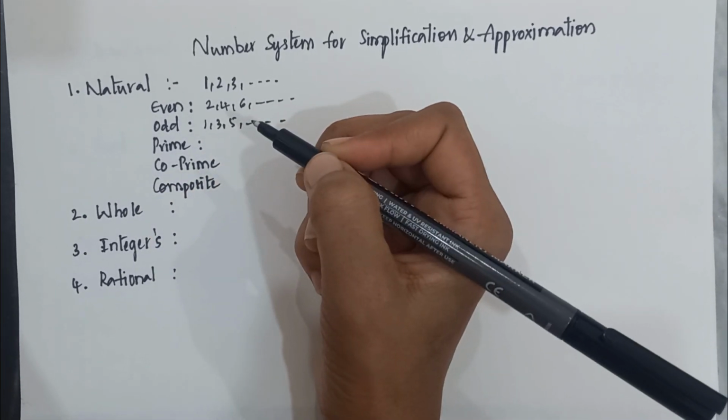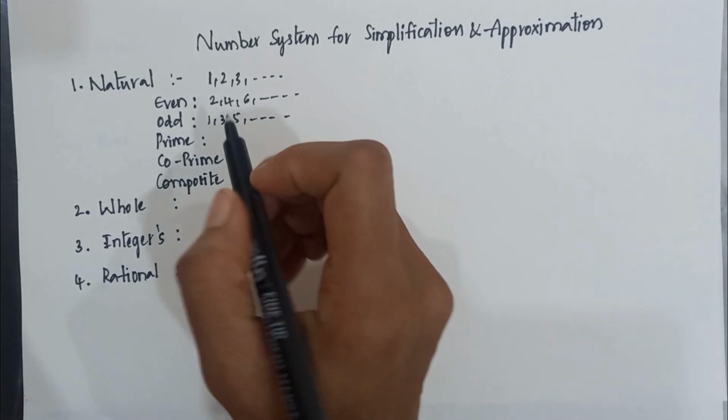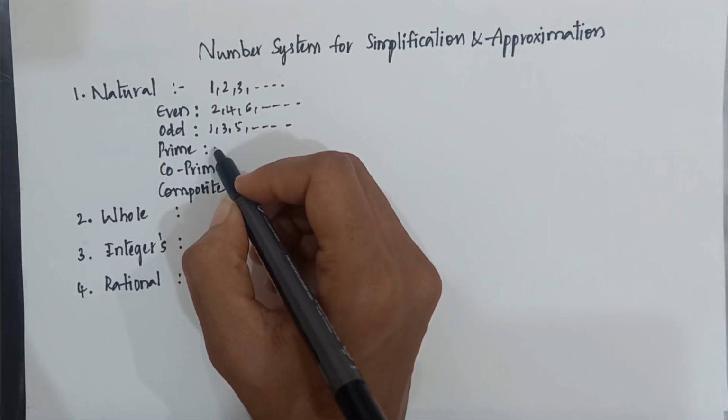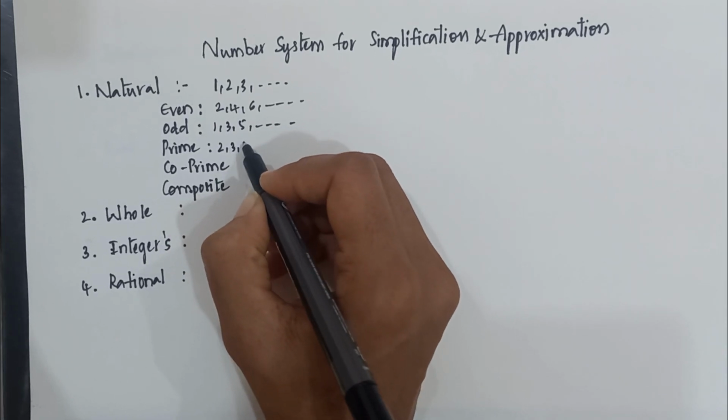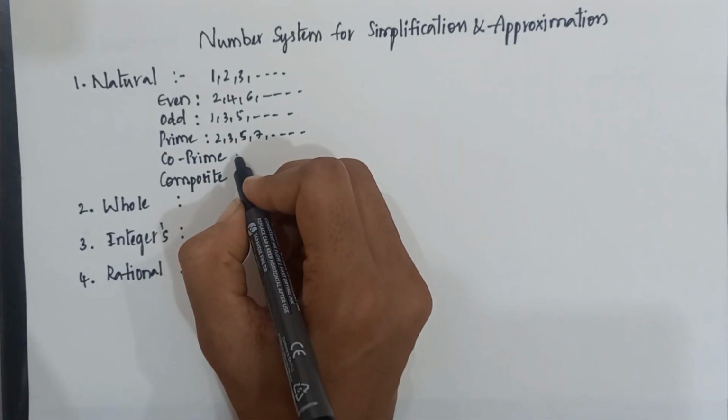What are the prime numbers? Prime numbers are the numbers which are divisible only by itself and 1. Those numbers are prime numbers, like 2, 3, 5, 7. These are the prime numbers.